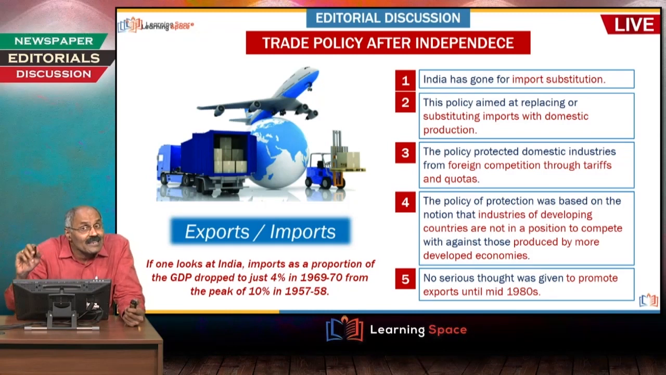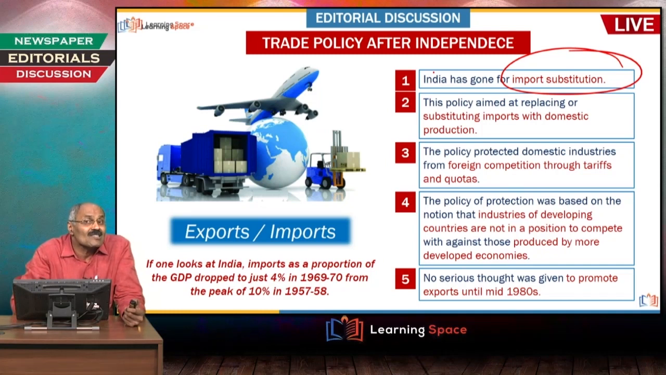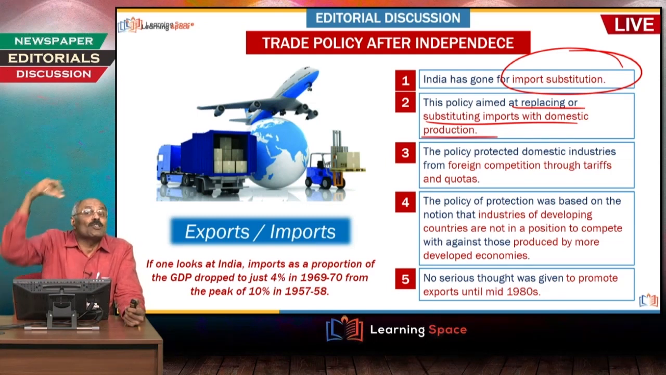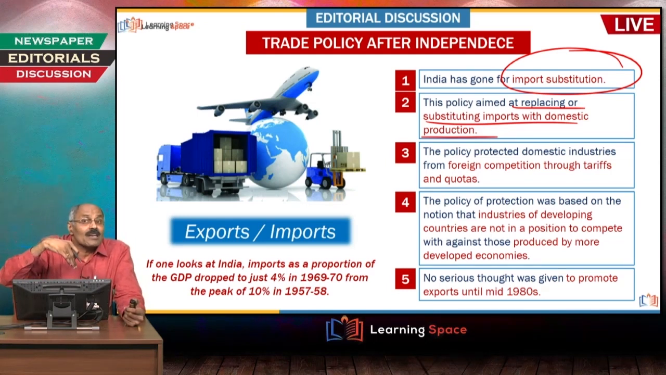Trade policy after independence, if you see, India has gone for import substitution. That means restricting the imports and promoting our own manufacturing, or you can say those goods are to be manufactured domestically. So that is import substitution. The policy aimed at replacing or substituting the imports with domestic production. So what happened? World-class materials did not come to our country because we followed import substitution after independence.